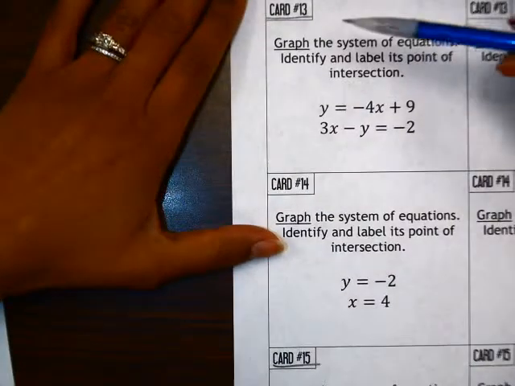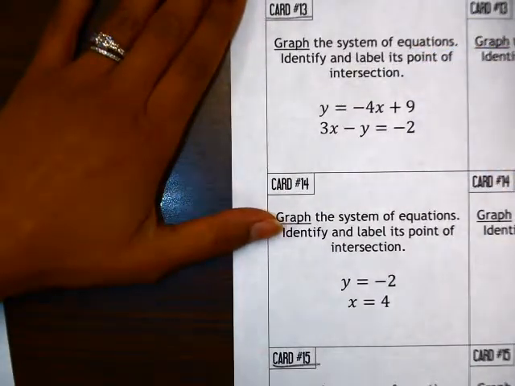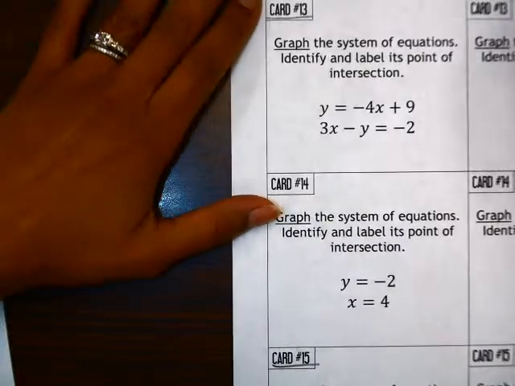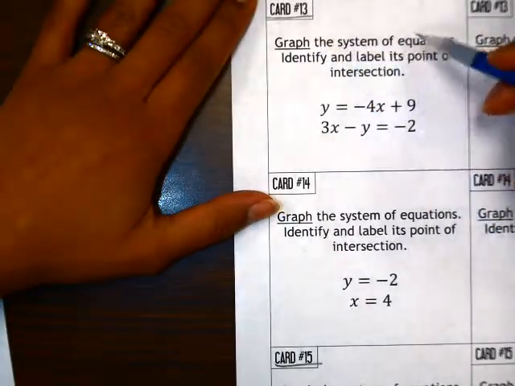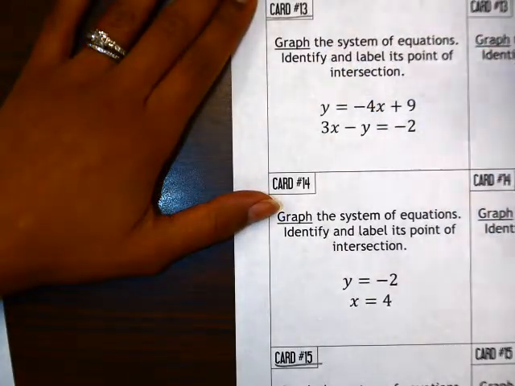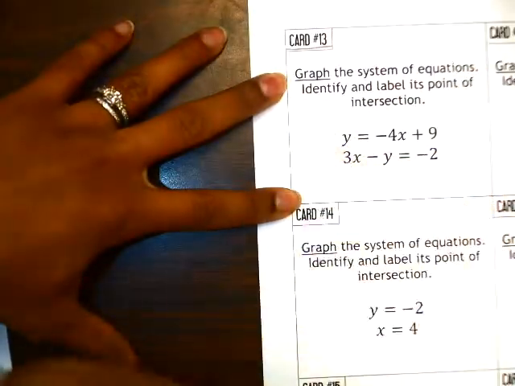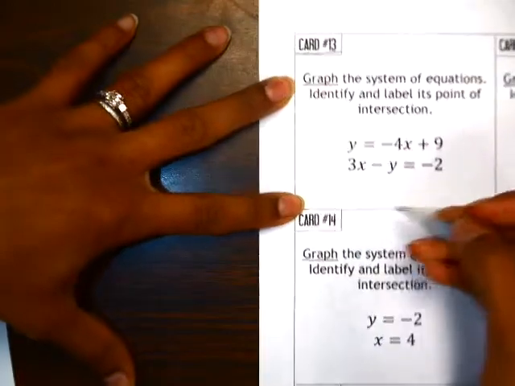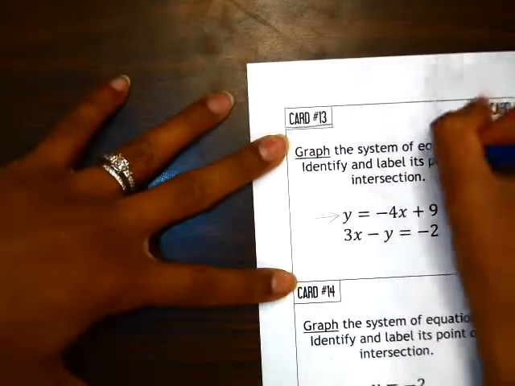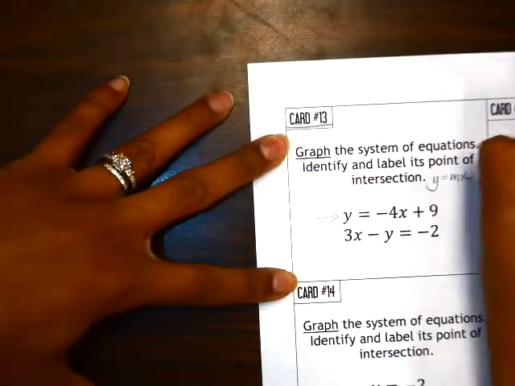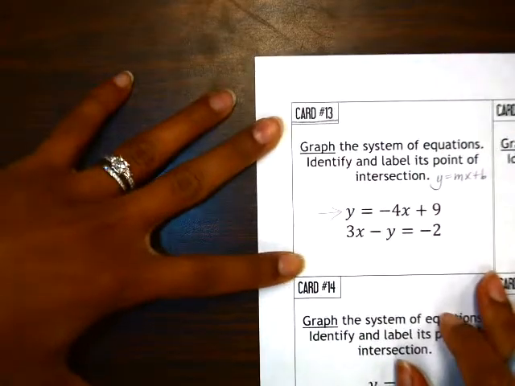Okay, I'm going to be doing cards number 13 and 15 from 4.2, Systems of Equations. This is asking us to graph the system of equations and identify its point of intersection. This first equation is already in mx plus b form. Before we graph it, it's nice to have the equation in the form y equals mx plus b.